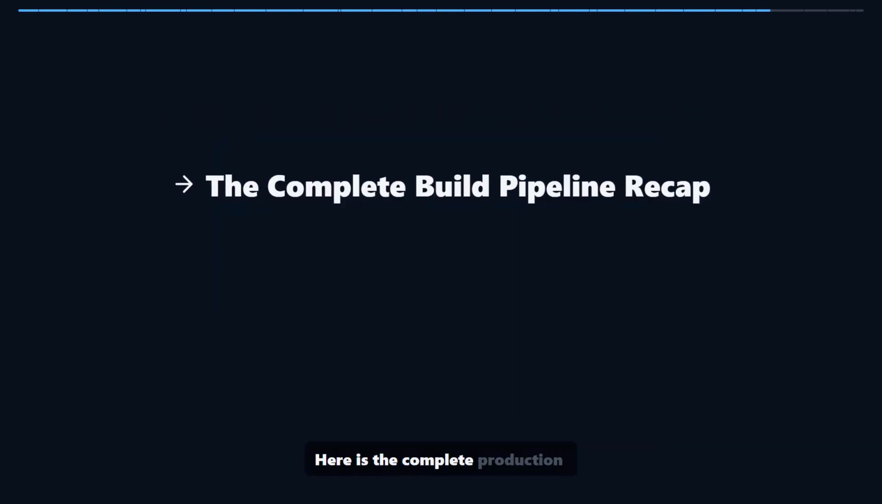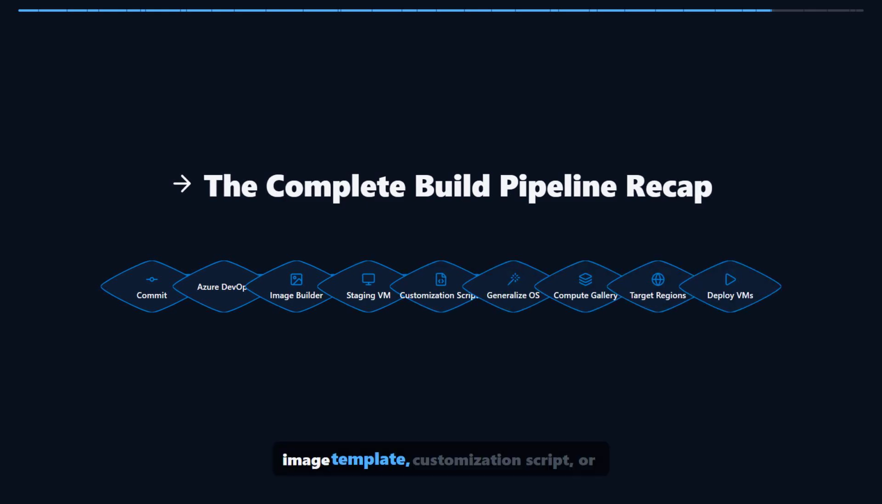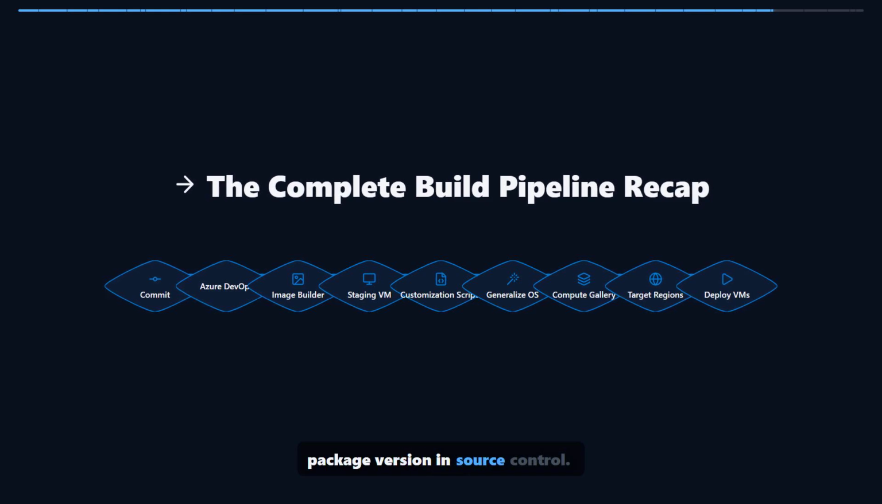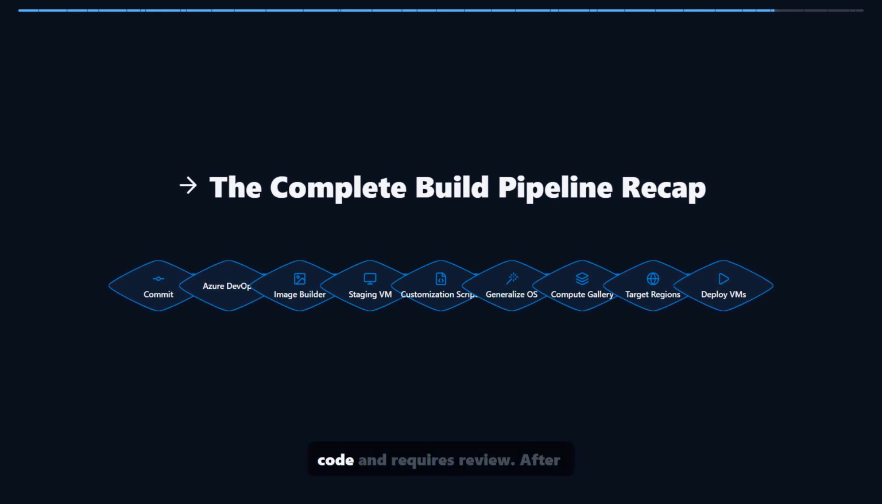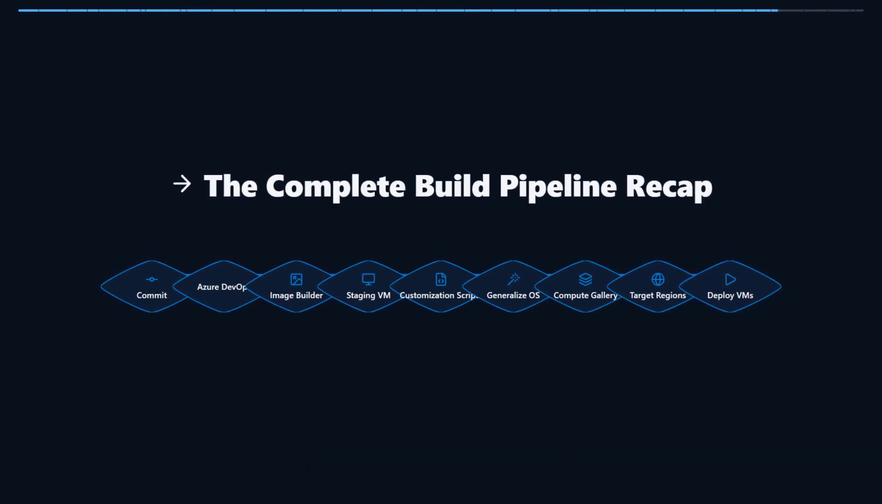Here is the complete production pipeline. An engineer updates an image template, customization script, or package version in source control. A pull request validates the code and requires review. After approval, the build pipeline creates a unique candidate version and starts Azure VM Image Builder.